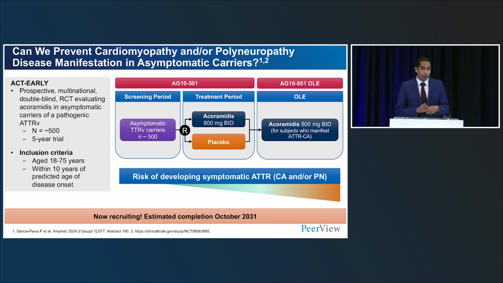And so this has begged the question about whether we can prevent the disease in asymptomatic carriers, people in this position who might be identified through cascade screening, for example. And this is going to be a really important study. So this is the ACT EARLY study, which is testing the hypothesis that treatment of asymptomatic carriers can delay or maybe even prevent the development of cardiac amyloidosis. So carriers who are within about 10 years of their predicted risk for developing disease are being randomized to acoramidis or placebo. They're followed for about 5 years with an endpoint of developing ATTR, whether that's cardiomyopathy or neuropathy.